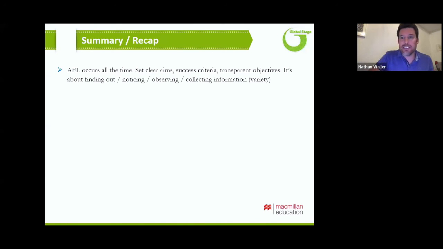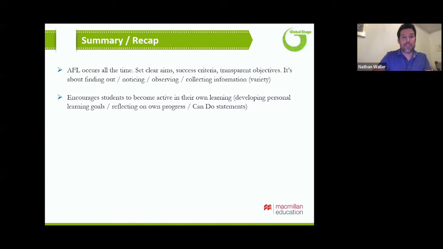Anyway, let's summarize. Two minutes to summarize everything. So we've already covered all of this stuff. It takes place all of the time. Assessment for learning is embedded into everything that we're doing. Making those objectives, making those aims very clear for students, not excluding them from that process, hiding it away from them, but at the very beginning, showing them what we're going to be doing. What do you think about that? What questions do you have about that? And it's about finding out, learning about your students, observing them, and collecting a variety of information about them, which can inform each of their learning and progress. So like this, we've put being active in their own learning.